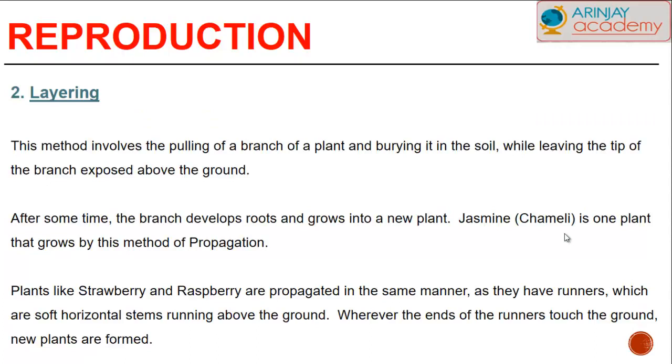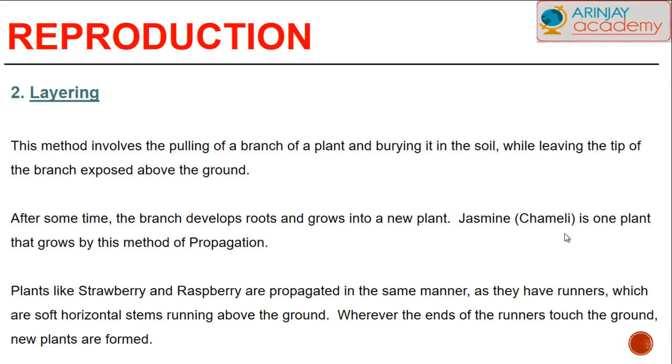In layering, it involves the pulling of a branch of a plant and burying it in the soil, while leaving the tip of the branch exposed above the ground. After some time, the branch develops roots and grows into a plant. Jasmine, locally known as chameli, is one plant that grows by this method of propagation.